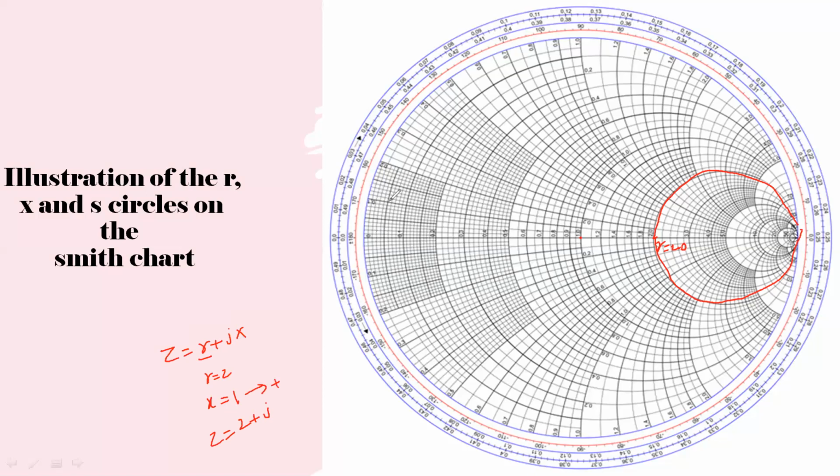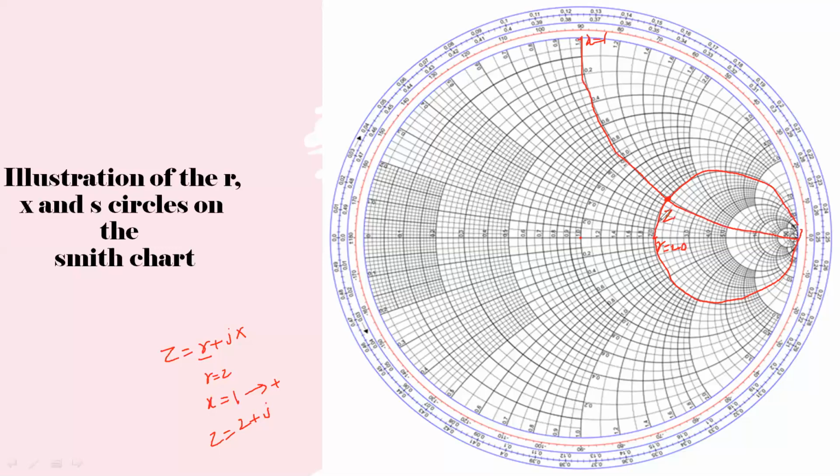Let us see how to show this on the chart. For that, I need to identify X equal to 1. It starts from 0, 0.1, goes on to 0.5, 6, 7, 8, and it is 1. This is the value of X equal to 1. Here the point of intersection of the R circle and the X circle is called the Z value. That is the impedance value.